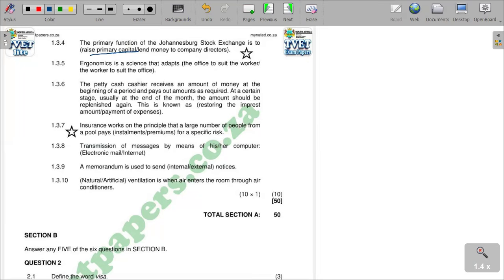Let's go to 1.35. Ergonomics is a science that adapts the office to suit the worker. That's the correct answer.